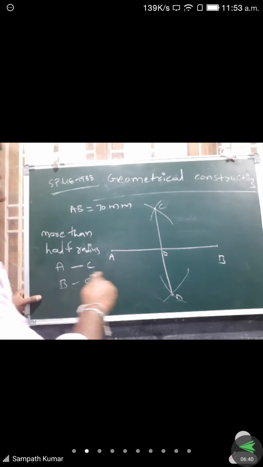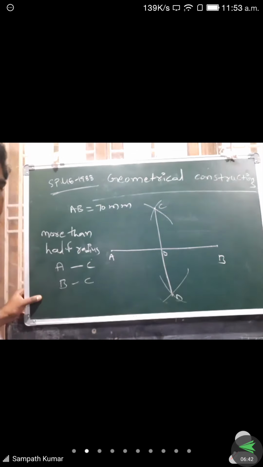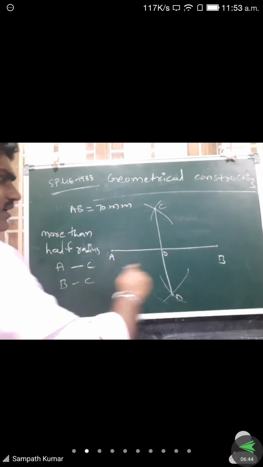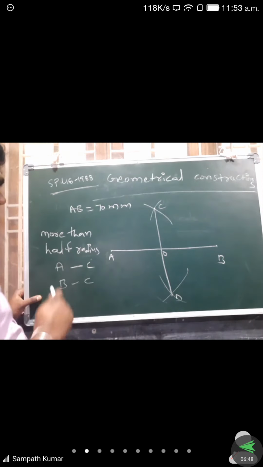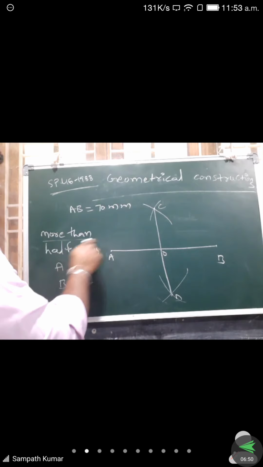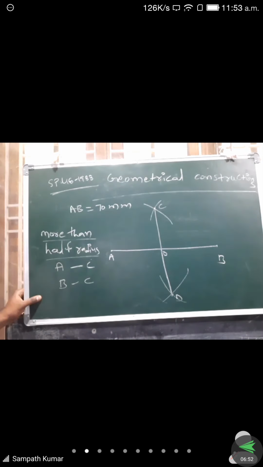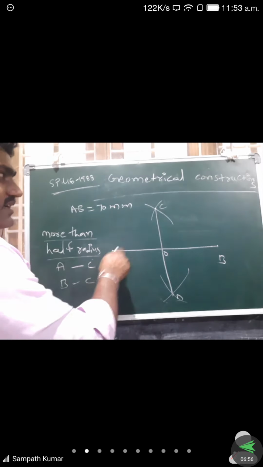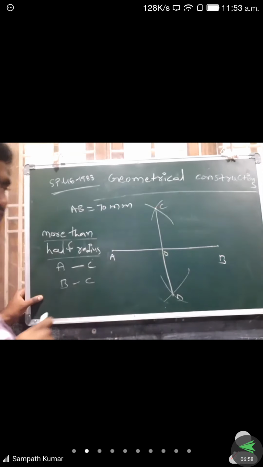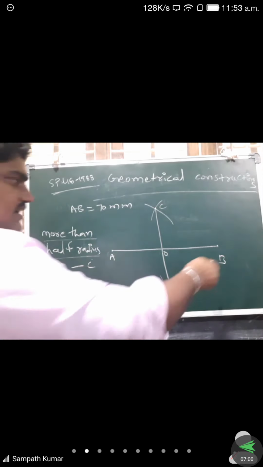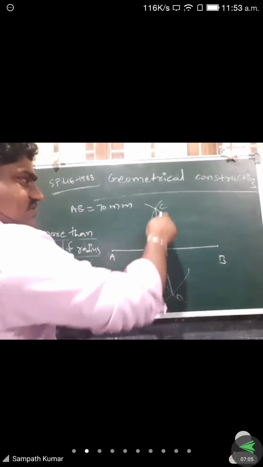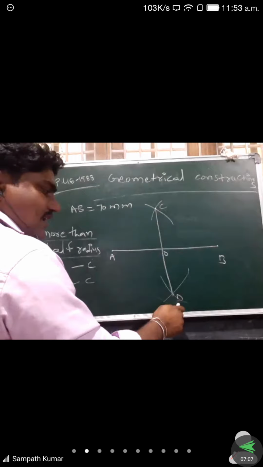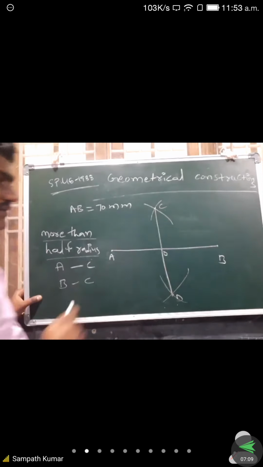First draw the line AB. Next, take A as the center, with more than half radius. Then, with A as the center, draw two arcs on both sides. Again, with B as the center, intersecting these two arcs, which gives the points C and D. Then we join C and D.